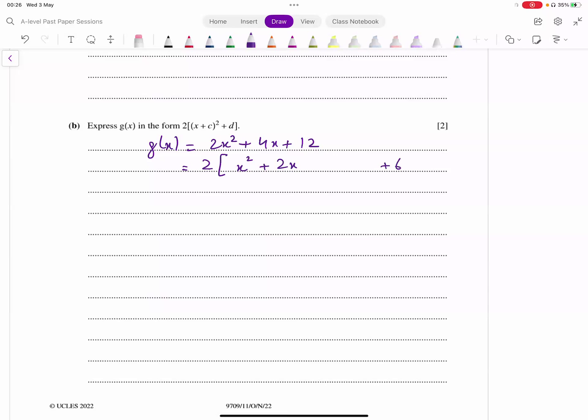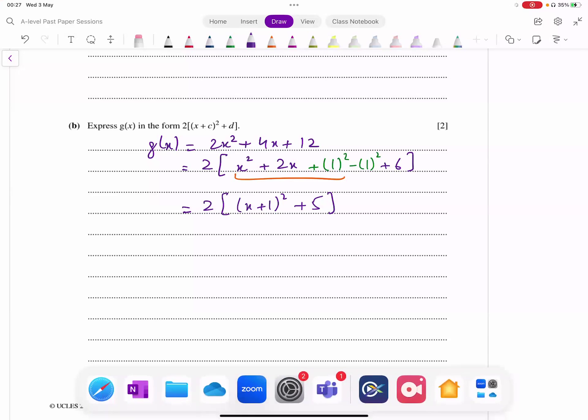Leave a little space after 2x. Then you can say let's add 1 squared here and subtract 1 squared. Here your square gets completed, and that gives you 2 into x plus 1 whole squared minus 1 plus 6, which is 5, and that's what we were looking for. So you have this form. We will not simplify this: the 2 is taken common from the whole thing outside, and it will stay as it is. Okay, good.